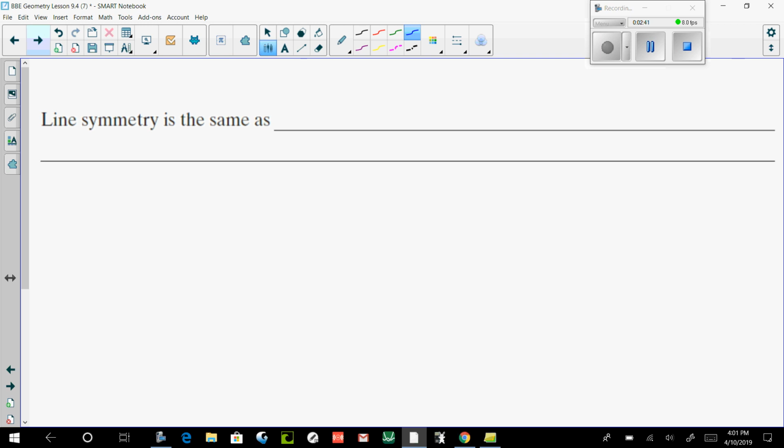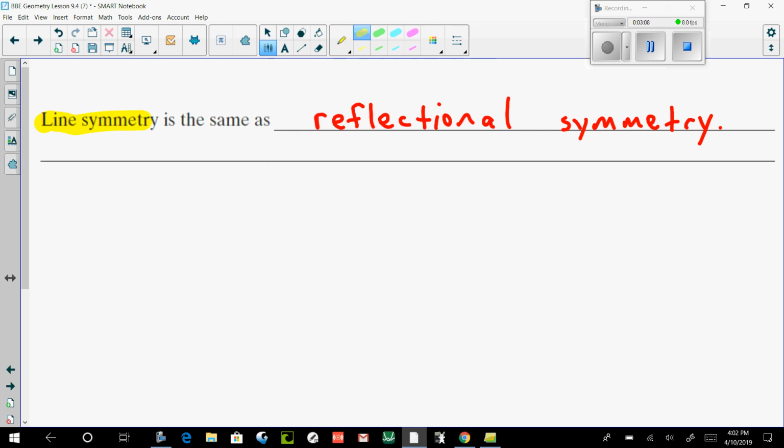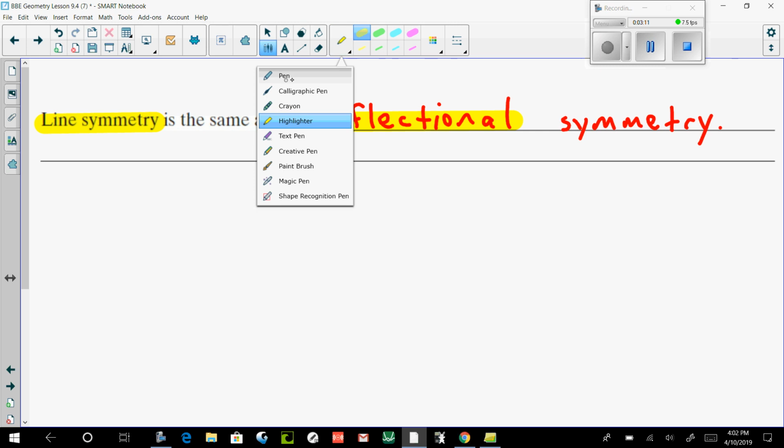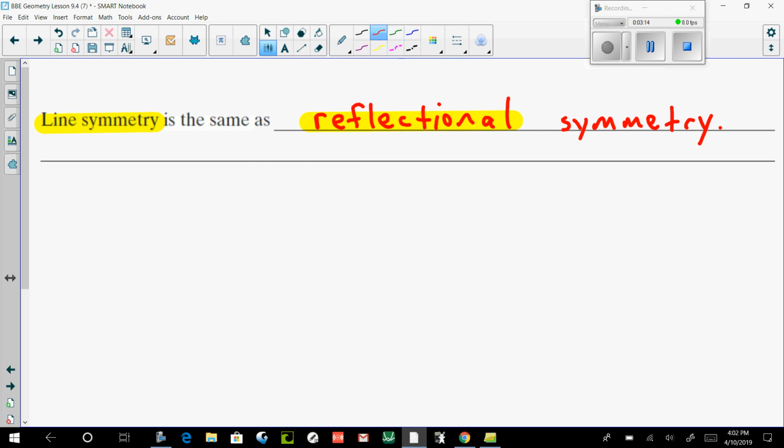So continuing to the next slide. Line symmetry is the one you're most comfortable with. Line symmetry is the same as reflectional symmetry. So anytime you're asked to find lines of symmetry, we're really just looking for reflection lines. I really don't care which word you choose to use, whichever makes the most sense. These two are completely interchangeable. And when we drew that capital letter H on the last page, that was an example of reflectional symmetry. Another example would be the capital letter C.